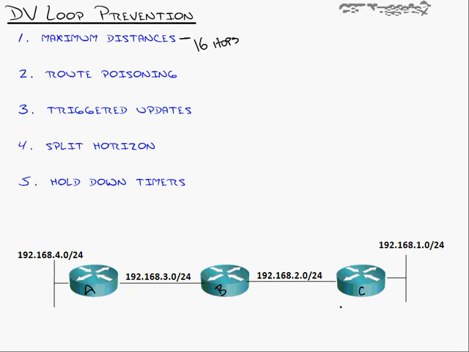That also tells you that RIP can only be used on small networks because there are some networks that have links that are farther than 16 hops from each other. The second one that you see is route poisoning. Route poisoning kind of integrates with the maximum distance. And what it does is advertise that the network is down immediately.